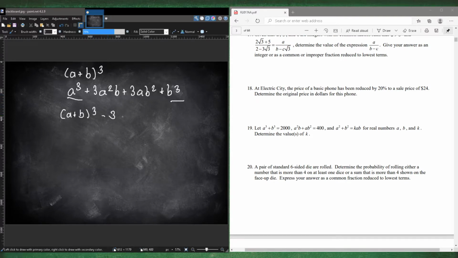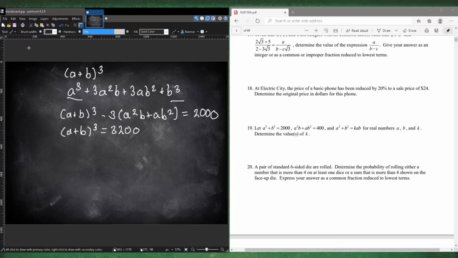And then we can factor out our 3 when we make a squared b plus ab squared, and that is equal to a cubed plus b cubed, which is 2000. So what is a squared b plus ab squared? Well, that's 400. They already gave us that. So we know a plus b cubed minus 3 times 400, which is 1200, and then add that to the other side. So that makes 1200 plus 2000, which is 3200.